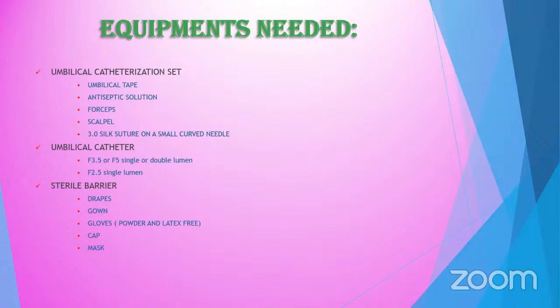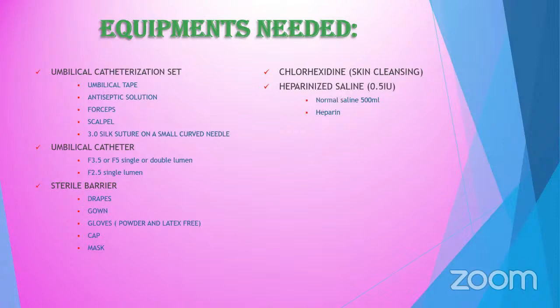So we are putting 2 sutures of 3.0, an extra, because sometimes you have difficulty suturing, so the doctor needs the second one. And then of course the umbilical catheter. Also we need a dilator, the long one, to dilate the UVC and UAC, the umbilical vein and umbilical artery. For the umbilical catheter, we need French 3.5 or French 5, single or double lumen, and for French 2.5 we have the single lumen. For the sterile barrier, of course, we need a sterile drape, gown, and gloves in the size of the doctor, 7 or 7.5.